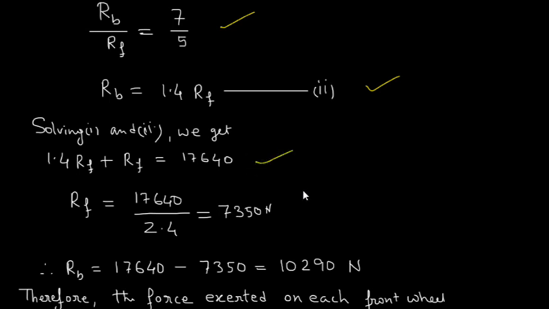So if we want to find out Rf, then we get 17640 upon 2.4, which is equal to 7350 Newton. Now Rf is equal to 17640 upon 2.4, which is 7350 Newton. Then Rb is equal to 17640 minus 7350, which is 10,290.